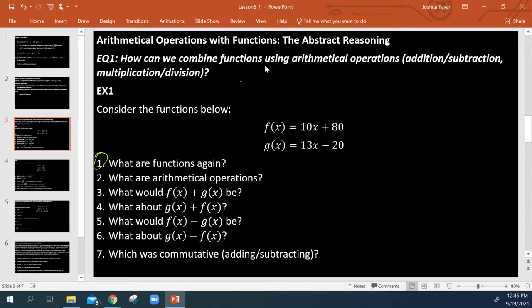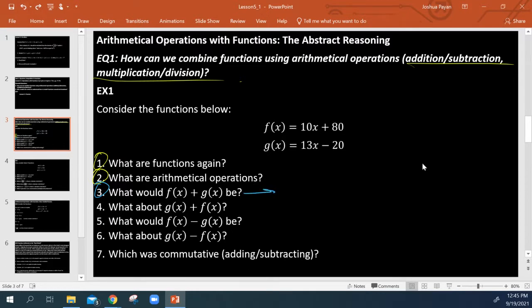Anyway, so functions are, basically we get an output from some function with an input. Okay, so just a brief review. So what are arithmetical operations? Well, they're right here in EQ1, adding, subtracting, multiplying, dividing. And now we're getting into the bigger picture. So what would f plus g be equal to? In other words, what would f of x plus g of x be if we added them, right?